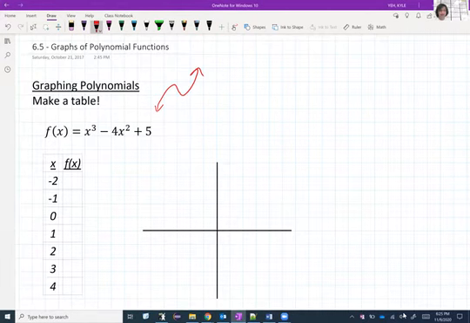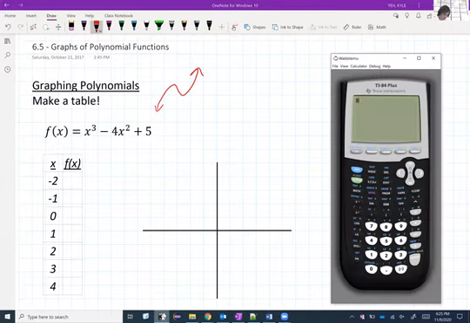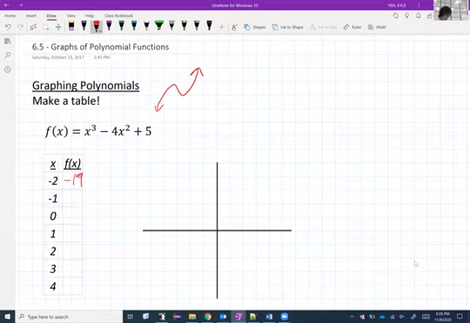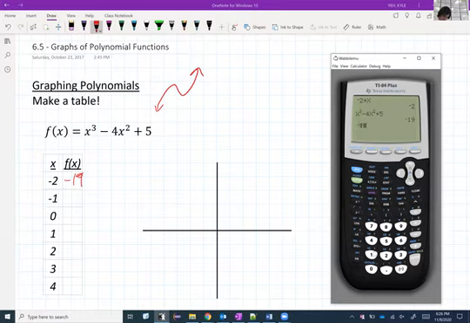Now I say by hand, but what I'm actually going to do here is just start plugging values into the function using my calculator. A little bit quicker, oftentimes more accurate. I'm going to say -2 store in x, and then I'm going to type out my function. X cubed minus 4x squared plus 5. And so when we plug -2 in, we should get -19. That's way down below.